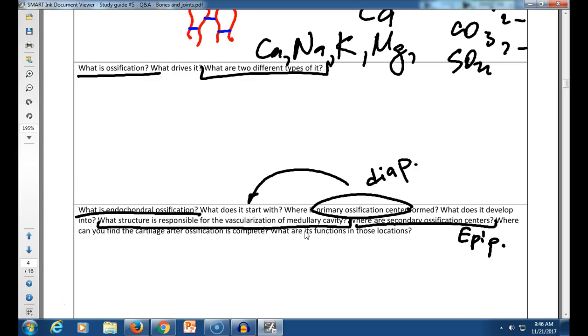Once the ossification completes, cartilage in that long bone, where can it be found? Once it's complete, ossification is done, but there's still cartilage left. Where? On the epiphysis. Epiphyseal growth plates and articular cartilage, right? So articular cartilage and the cartilage in the epiphyseal growth plate. We good?